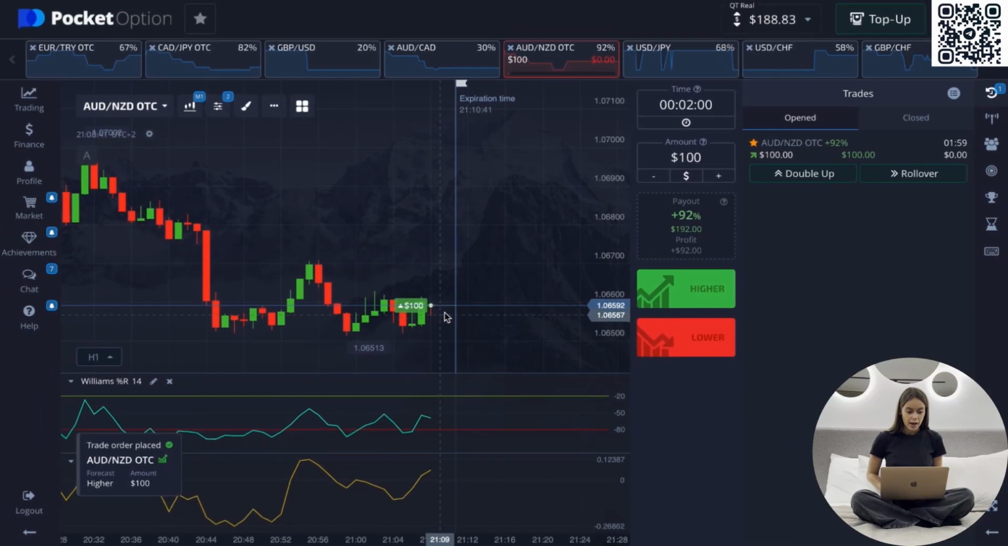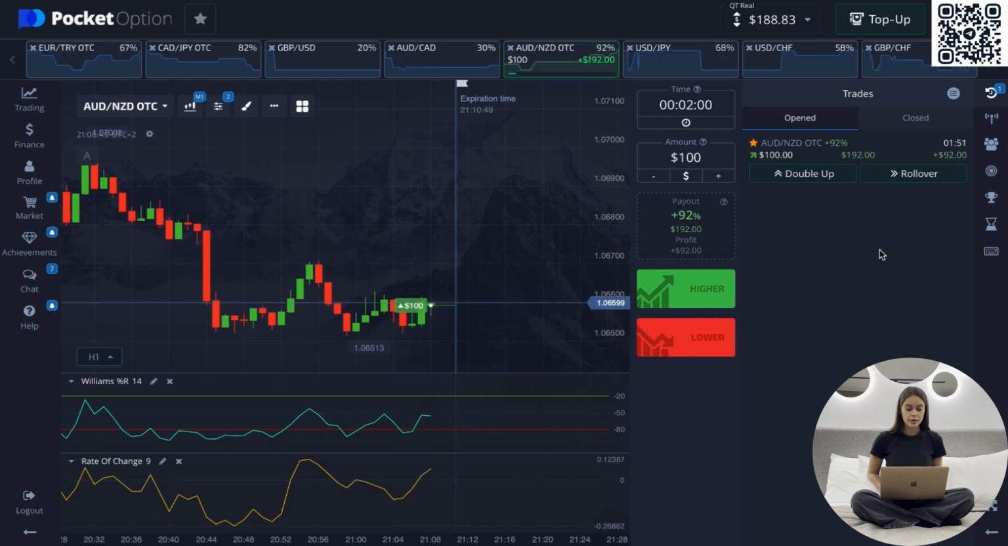So great! I immediately found a good opportunity to open a position for an increase. Now we are waiting for the end of this transaction.